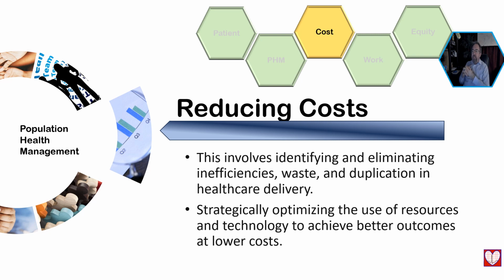Next point, strategically optimizing the use of resources and technology to achieve better outcomes at lower cost can also be stretched to say by reducing labor. And that's not always the best thing. Sometimes it's best to right size your labor by license. You want to exercise everybody at their highest expression of license without wasting their time or wasting your money.